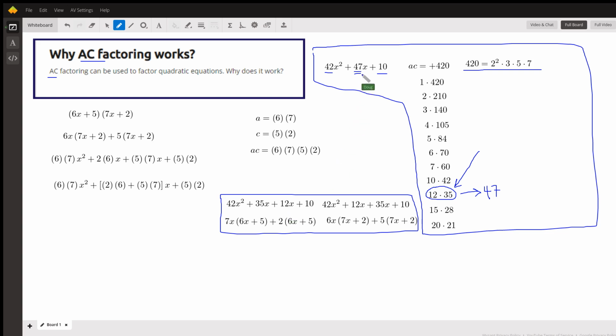Of course, if we've got some negatives in here, the strategy is a little bit different. But it doesn't matter the order. You can say 35x plus 12x, split the middle, or 12x plus 35x. Then we factor by grouping, factoring out the greatest common factor from the first two terms and the greatest common factor from the second two terms.